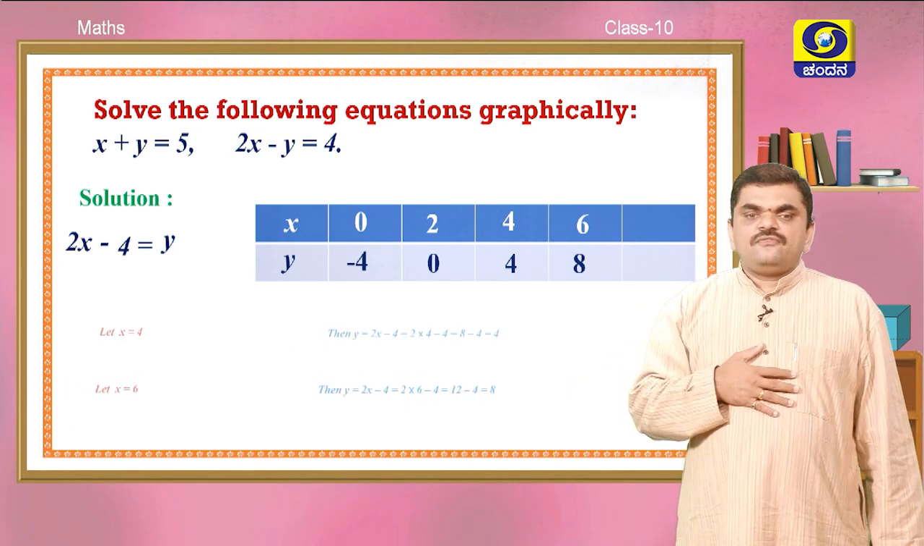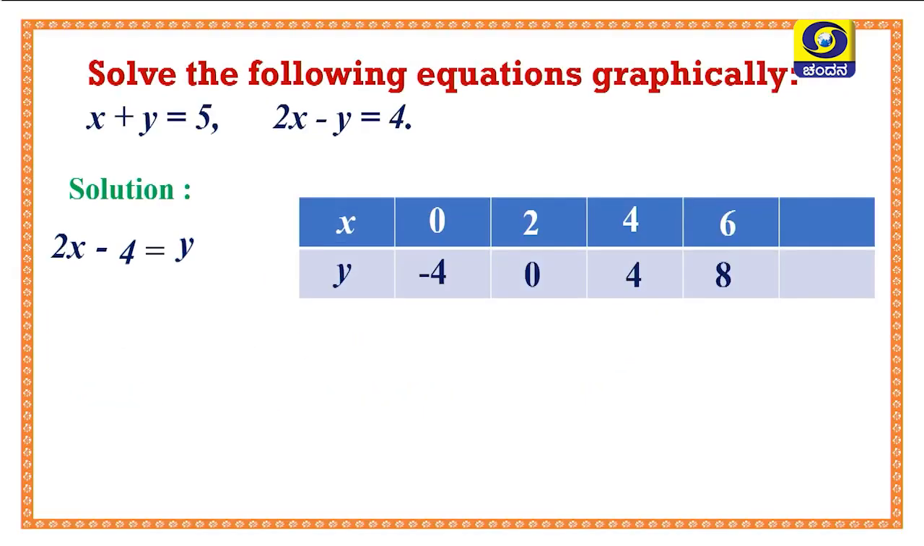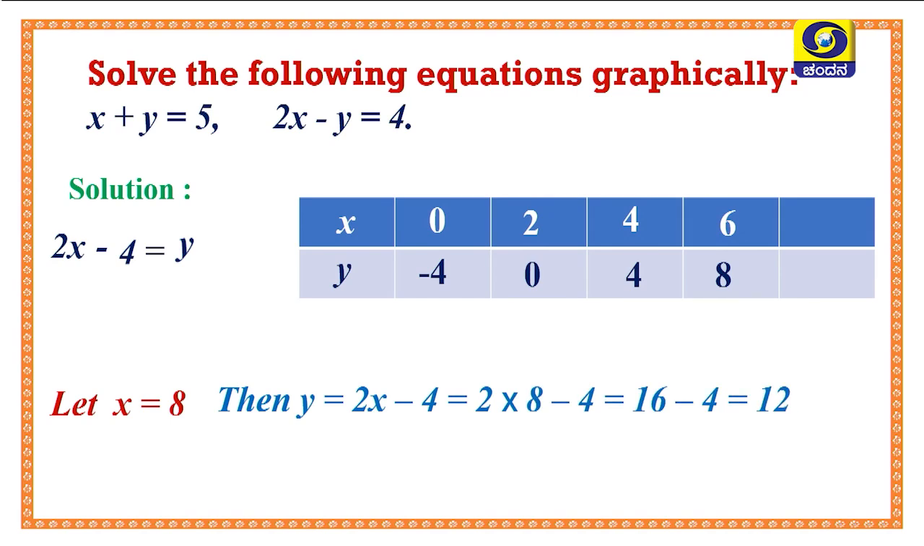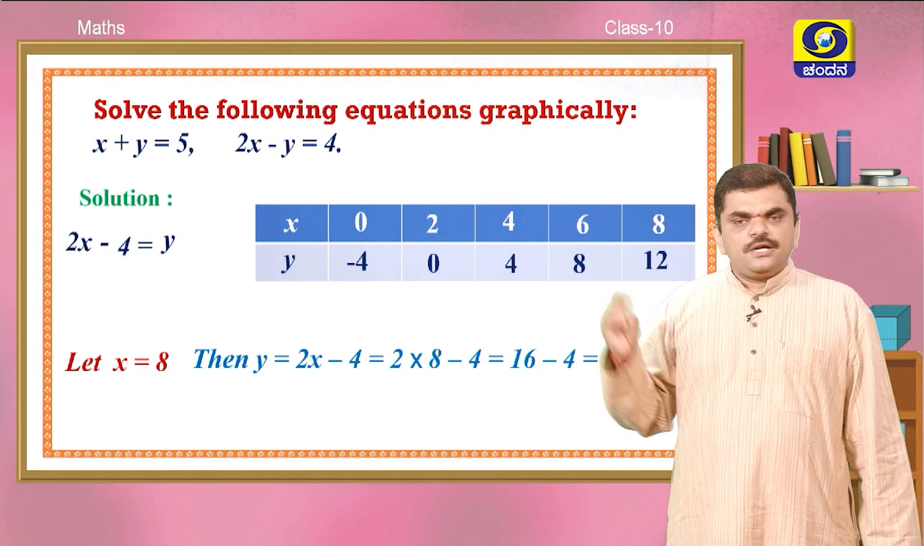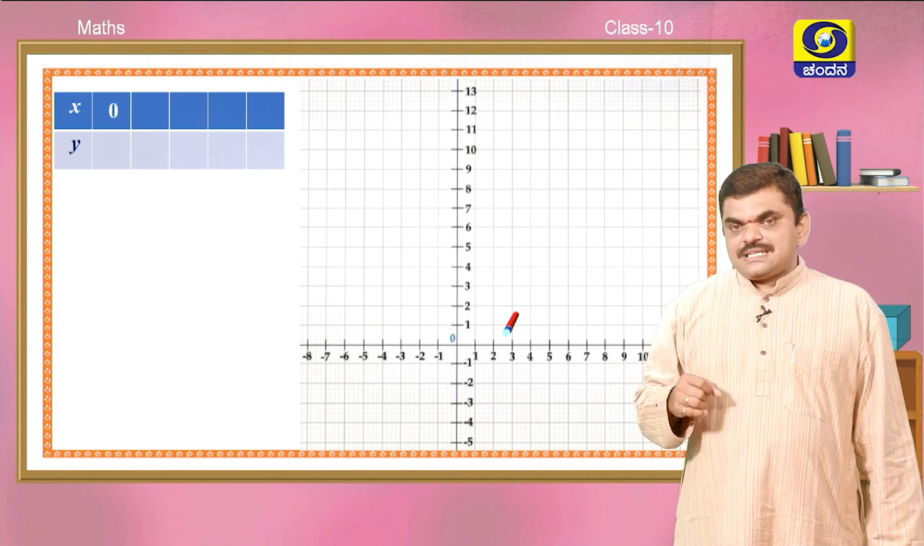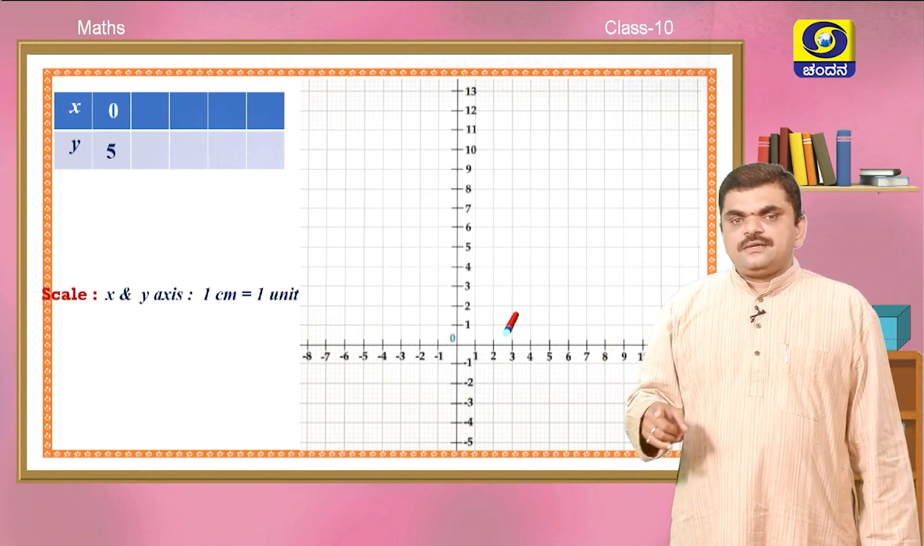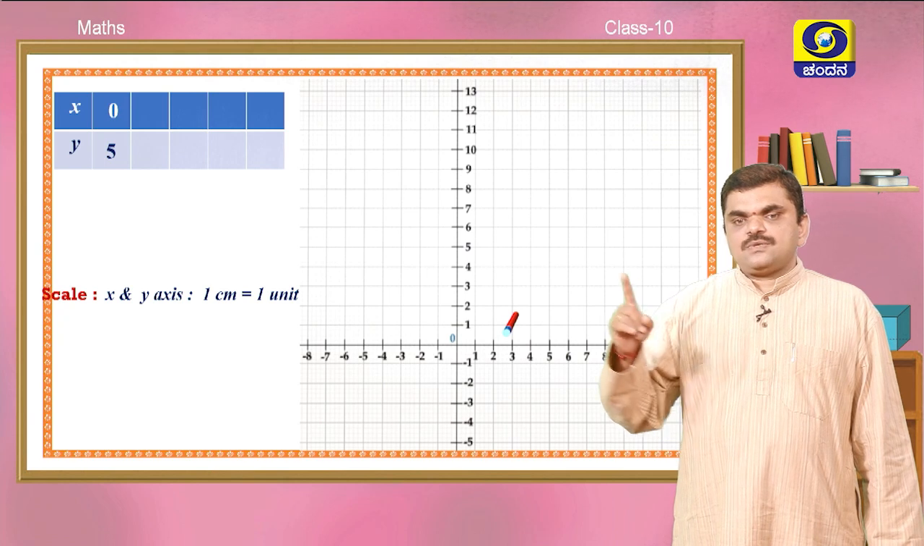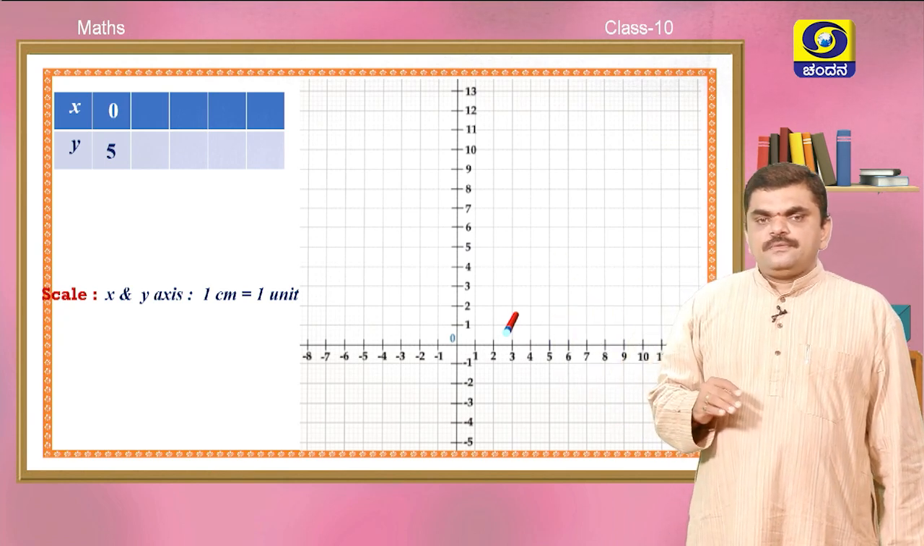Then take the value of x as 8 here, children. So, let x is equal to 8, then y is equal to 2x minus 4. 2 into 8 minus 4, that is 16 minus 4, that is 12. So, 8 and 12. Write on the first table. Write on the scale here. Scale is very important. X and y axis is equal 1 centimeter is equal to 1 unit.